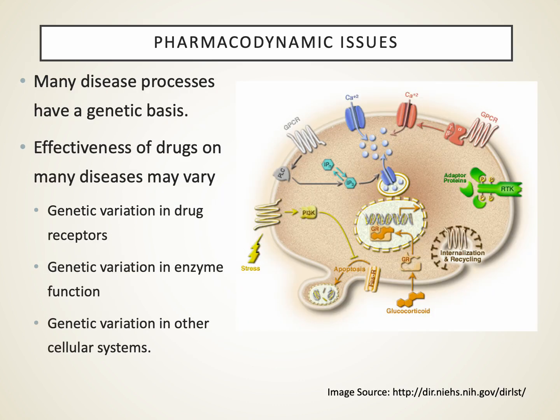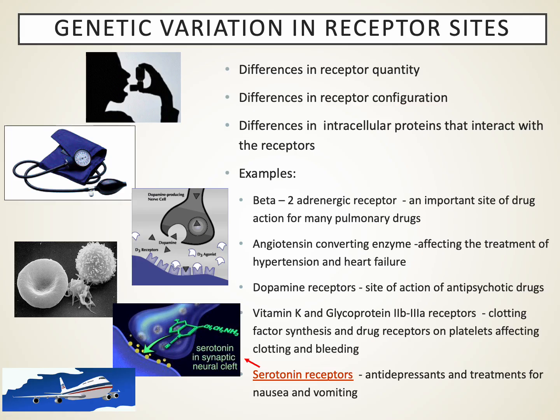So if we look at pharmacodynamic issues, we'll see that the receptors where drugs work are genetically influenced. And so we'll see certain drugs will work better in folks with some genetic predisposition and will work less well in others. Here's a few examples of them. We'll see differences in receptor quantity and receptor configuration, maybe in the intracellular proteins that react in the receptors.